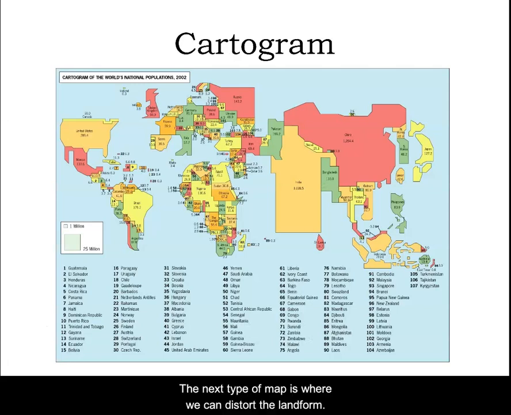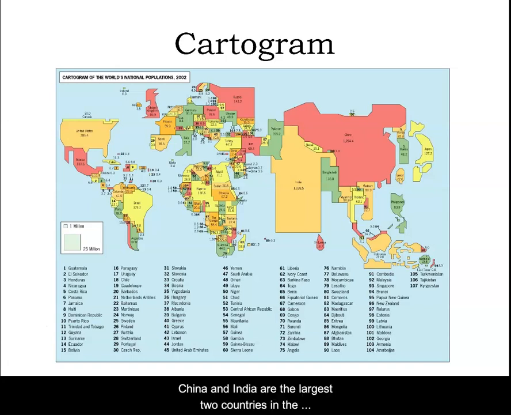Next type of map is one where we can distort the landform. So it's a map of the world that you're looking at here. It looks a little different than what you are used to seeing, because instead of taking the land and taking the shape of the country, we are looking at their population. So the shapes of the countries have been distorted to the size of their population.